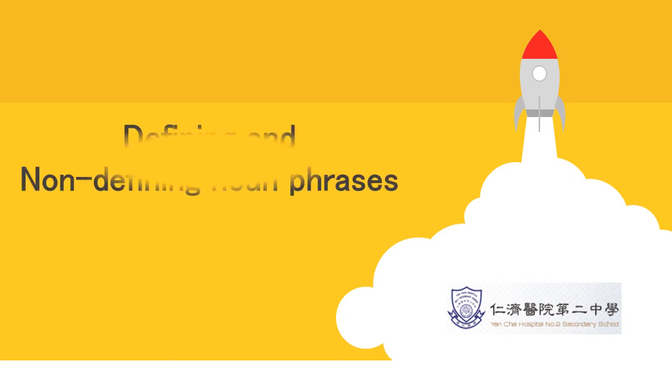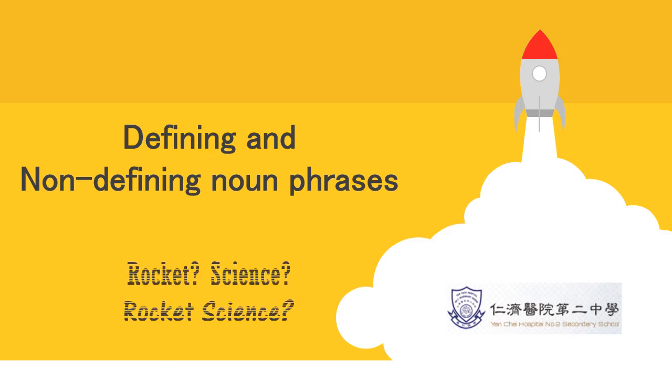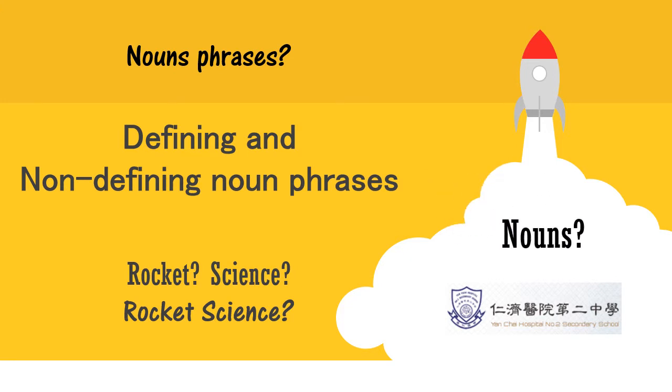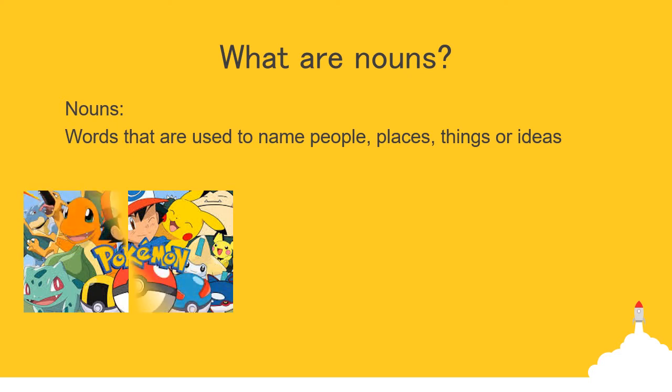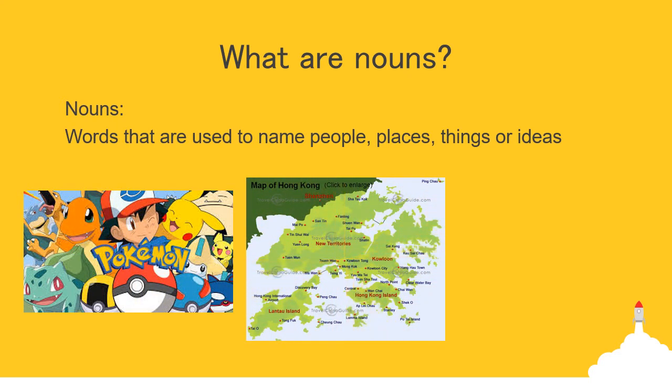Today, we are going to talk about defining and non-defining noun phrases. But before we go into this concept, you may wonder, what are noun phrases? So, to start with, we should have a revision of nouns first. So, what are nouns? Nouns are words that are used to name people, places, things, or ideas.